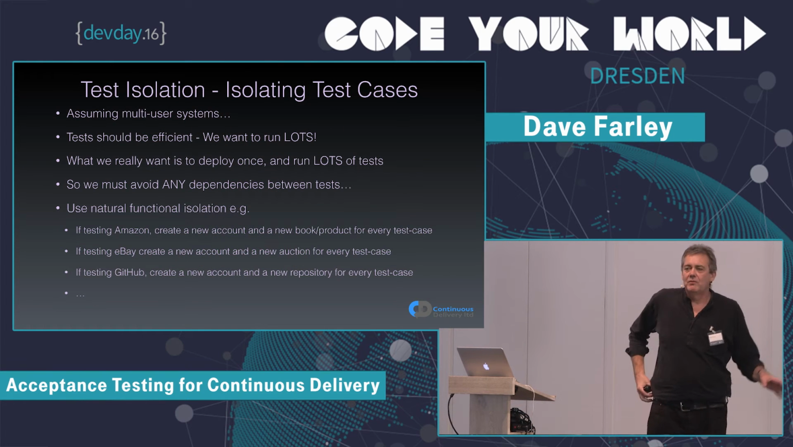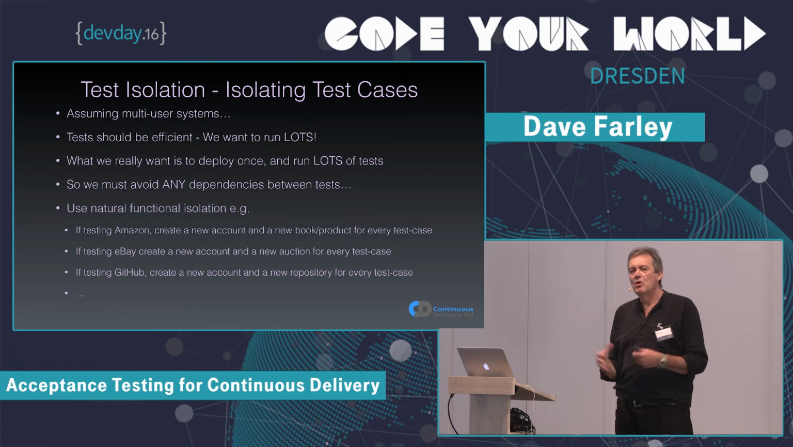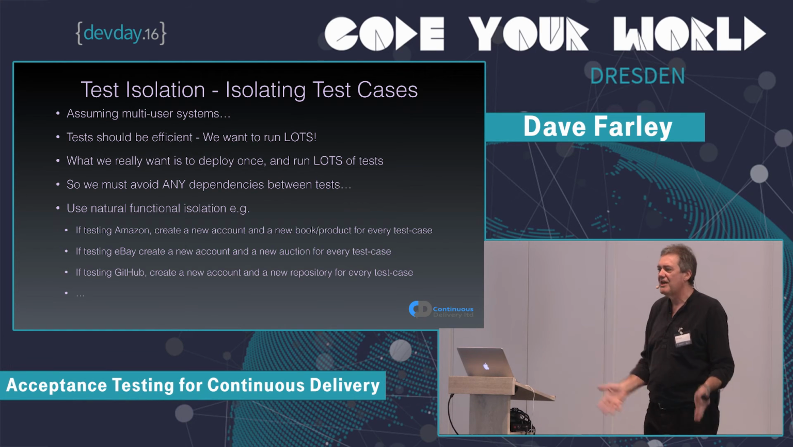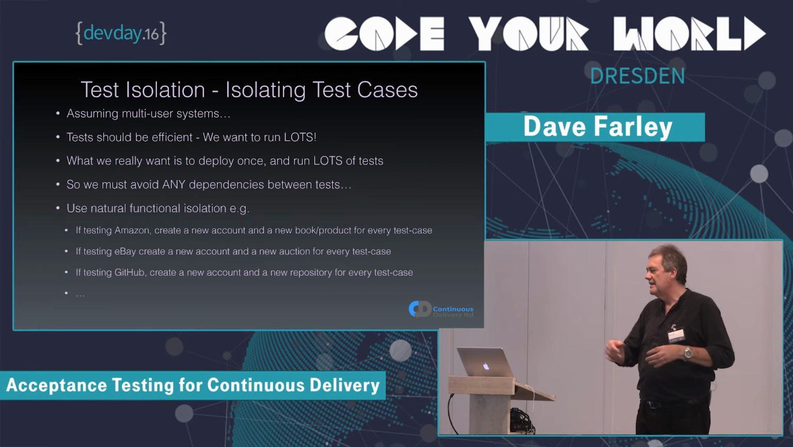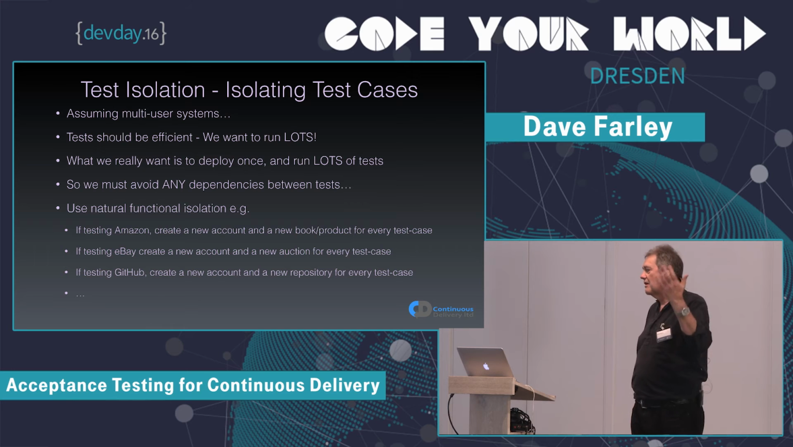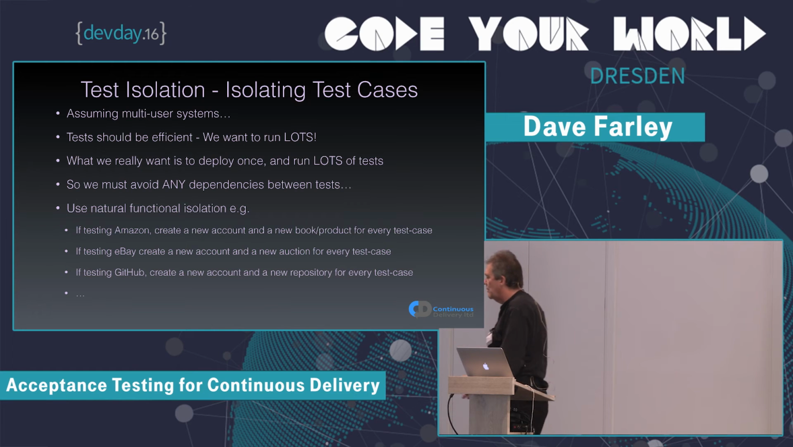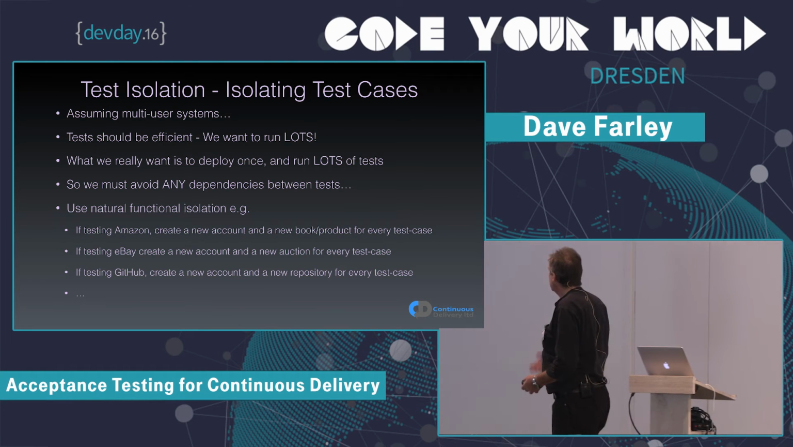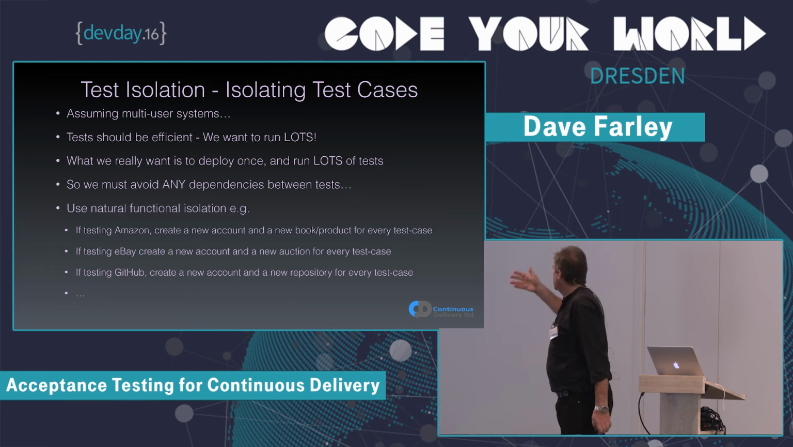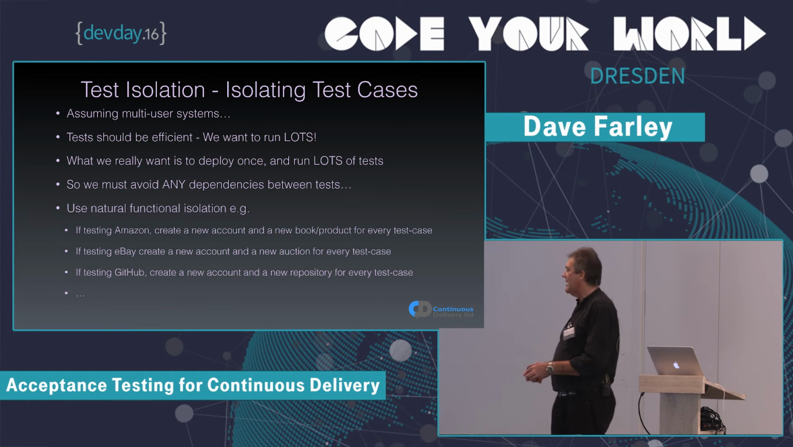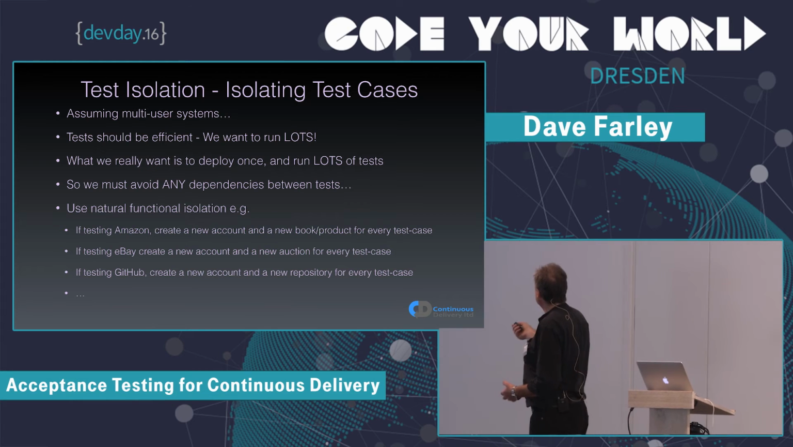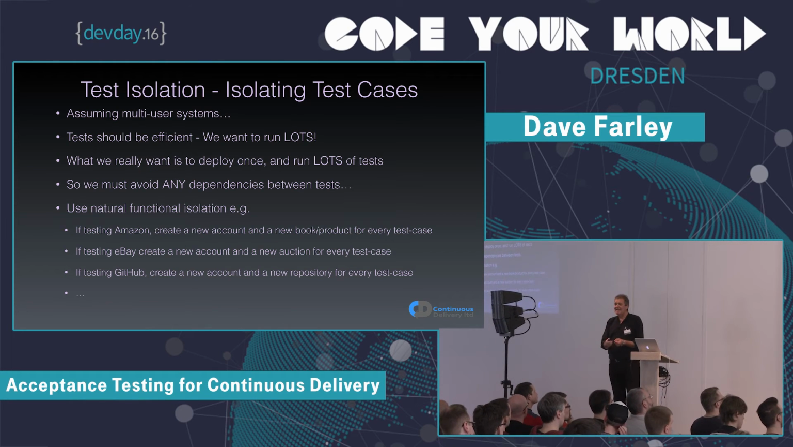So much of what I'm talking about is really focused on multi-user systems, particularly the stuff about sharing an instance of the system between different test cases. If you're writing a standalone one-user application on an iPhone, maybe this is different. Maybe you do need to start up the system for every test case. But that aside, most of the systems I end up working on tend to be multi-user systems in one form or another. So for these purposes, we're going to assume multi-user systems, and we want the tests to be efficient so we can run lots of them, maybe tens of thousands of these in under an hour. And so we must avoid any dependencies between tests.